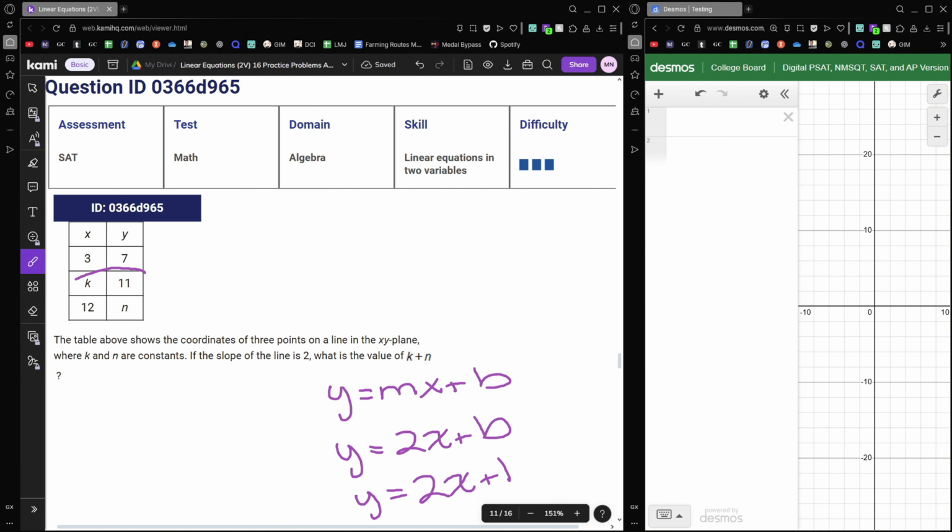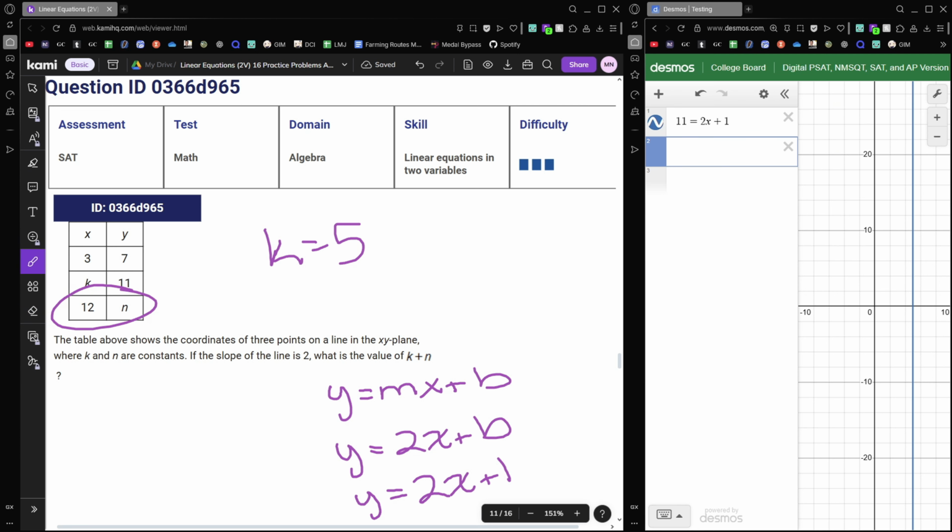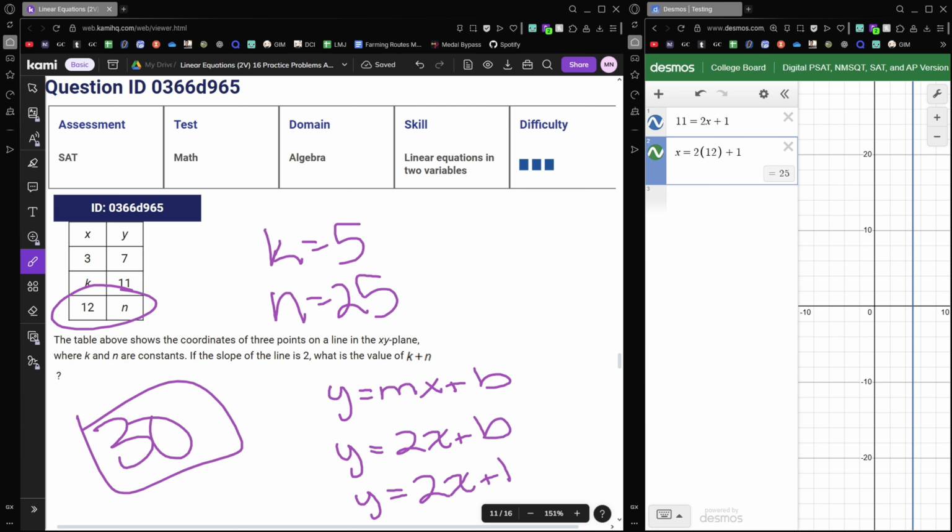Now to solve for k, we can plug in 11 for y. So I'm going to just do this in Desmos instead. 11 is equal to 2x plus 1, and we get that x, or k, is equal to 5. Now let's solve for n, and we can substitute 12 in for x. Instead of n, we're going to put x is equal to 2 times 12 plus 1, and we get that x, or n, is equal to 25. Now k plus n is just 5 plus 25, which is 30, so our answer is 30.